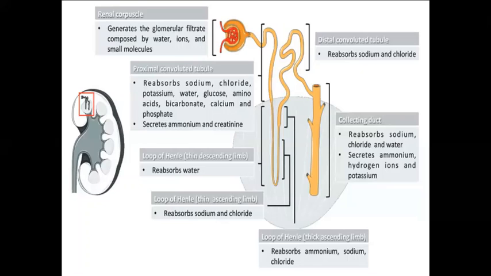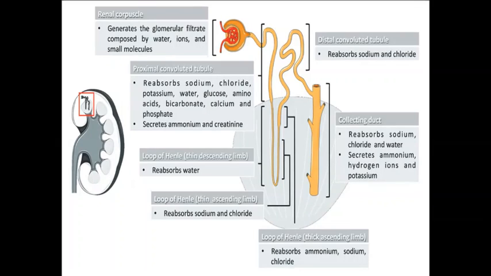Okay, so this diagram is also almost identical to the previous one, but here it specifies the kind of things that are being reabsorbed and secreted by these segments. The renal corpuscle is going to generate the glomerular filtrate composed of water, ions, and small molecules. Any nutrients that are small enough will be filtered by the glomerulus. Then they will move to the proximal convoluted tubule, where there is reabsorption of sodium, chloride, potassium, water, glucose, amino acids, bicarbonates, calcium, and phosphates. Then there's also secretion of ammonium and creatinine. So ammonium and creatinine can be secreted by the proximal convoluted tubule.